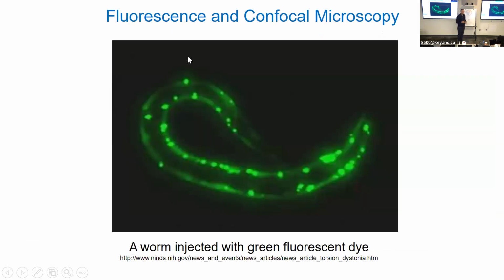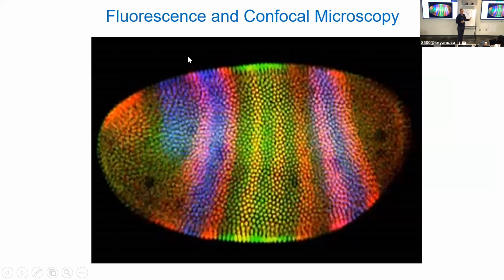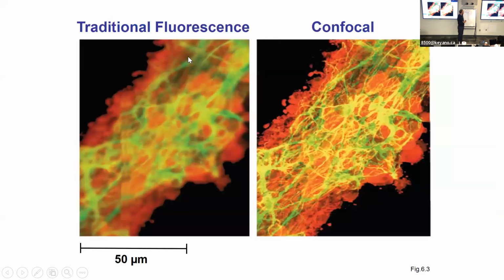There's a worm, I don't know. I was just looking for some fluorescence pictures, and I thought that was kind of interesting. There's another one. I don't know what they're doing, but they made a rainbow cell. Lots of interesting things being done with fluorescence.